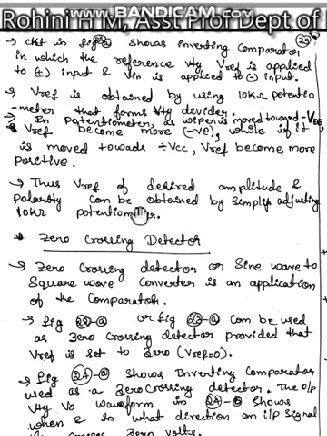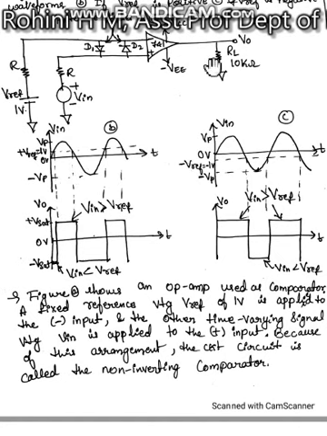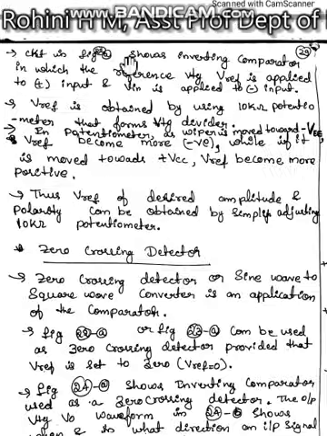Thus the V reference of desired amplitude and polarity can be obtained by simply adjusting the 10 kilo ohm potentiometer. The wiper moves toward minus VEE when V reference becomes more negative, or toward plus VCC when V reference becomes more positive. So it moves towards VCC or VEE depending on the V reference value. Next we discuss the zero crossing detector.